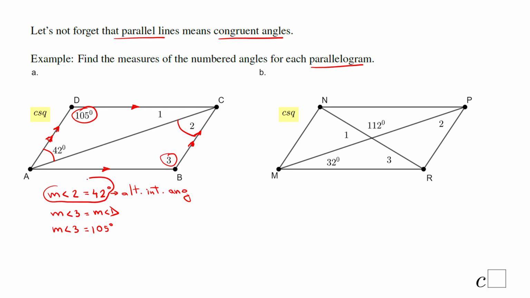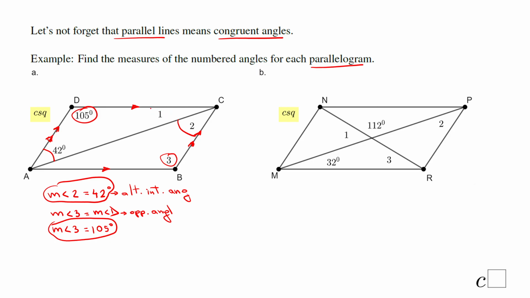Okay, so let me be sure. We have angle 2, we have angle 3. Let me put here the justification: opposite angles in this parallelogram. Then we have to find one more angle, angle 1, which is right here.